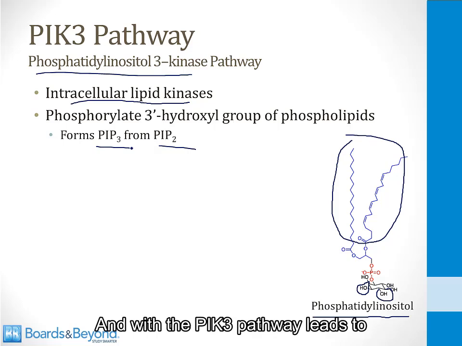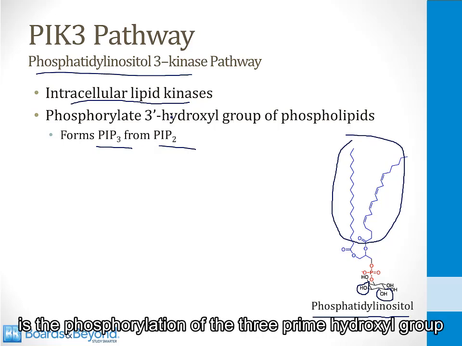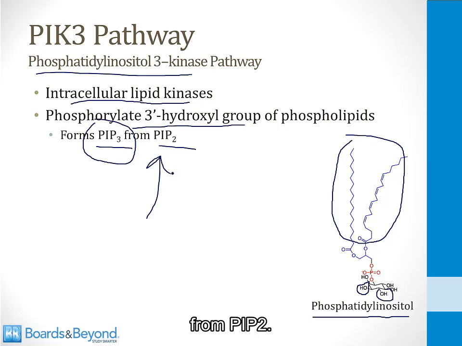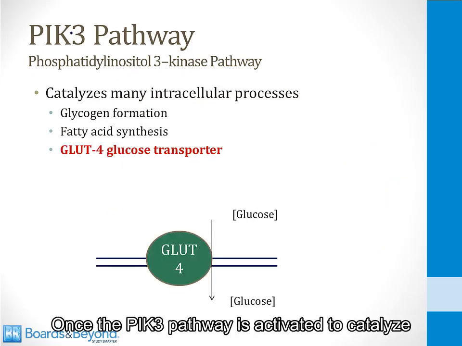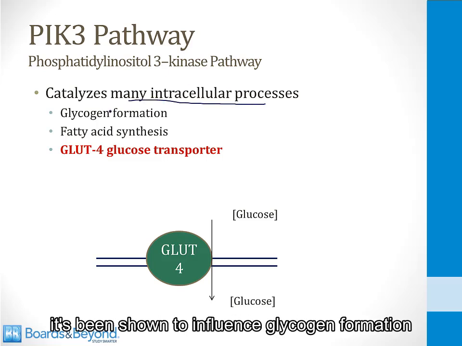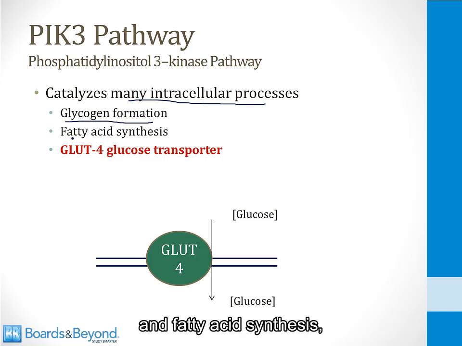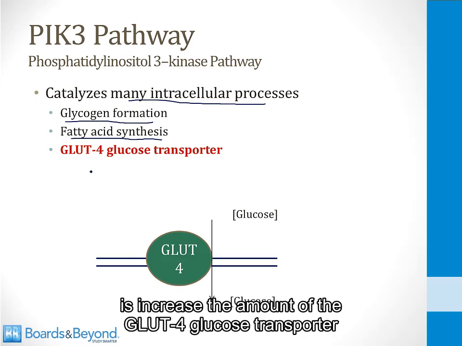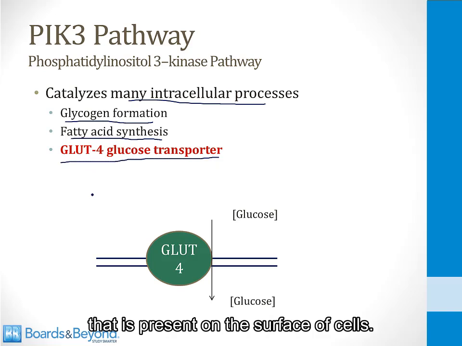What the PI3K pathway leads to is the phosphorylation of the 3' hydroxyl group of phospholipids so that more PIP3 gets produced from PIP2. Once the PI3K pathway is activated, it catalyzes many intracellular processes. It's been shown to influence glycogen formation and fatty acid synthesis, and one of the most important things it's been shown to do is increase the amount of the GLUT4 glucose transporter that is present on the surface of cells.